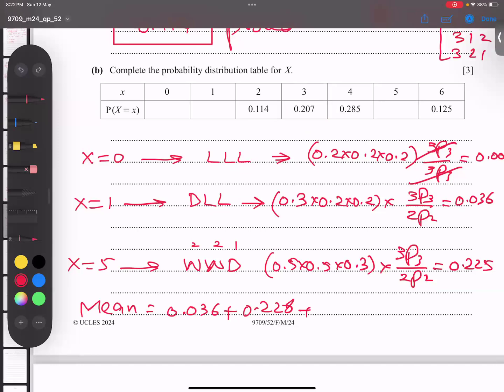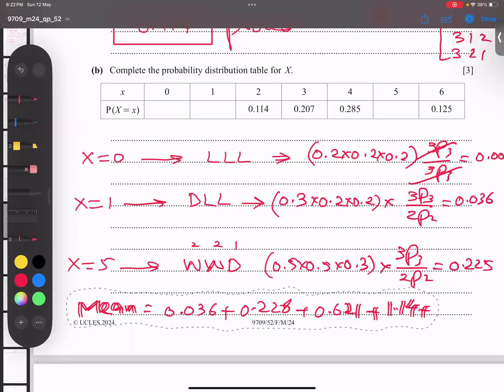Let me recheck because a small mistake will give us a wrong answer. Correct. Now 4 times this. Let me check it. 4 times 0.285, and this answer is coming 1.14. Okay. I think space may be an issue, so I start slightly back. Okay. This is done. This is done.